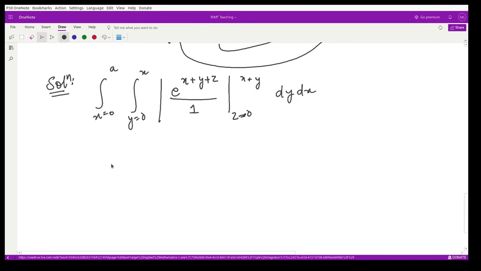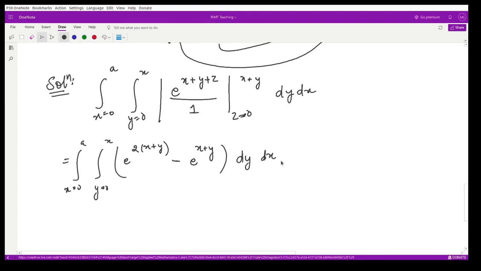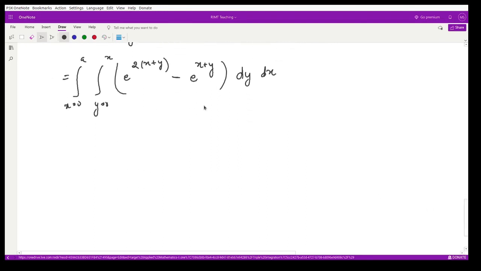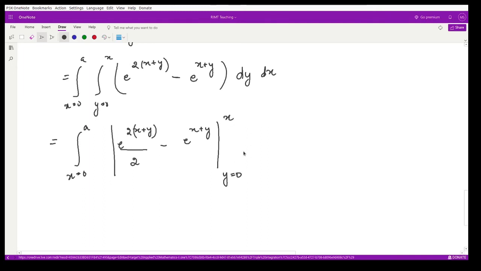So this thing is equivalent to integration 0 to a, y varying from 0 to x, e to the power 2x plus y minus, when you substitute 0, you will have e to the power x plus y here, and then you have dy dx. So now you can solve the integration with respect to y. In both the terms we have y, so it would be equal to integration x varying from 0 to a. In the first case, it would be 2 e to the power x plus y divided by 2. In the second case, it would be e to the power x plus y. And then here the limits of integration go from 0 to x, dx.